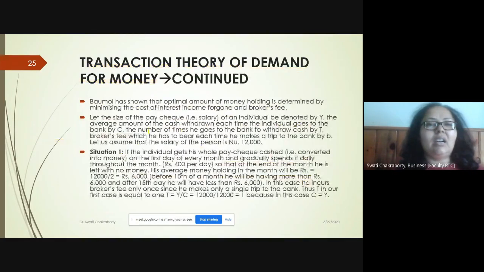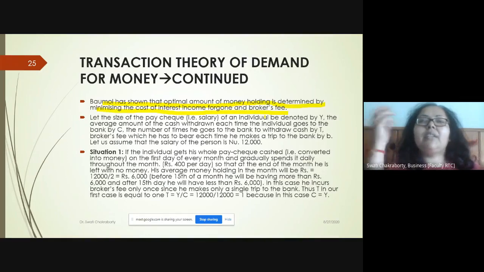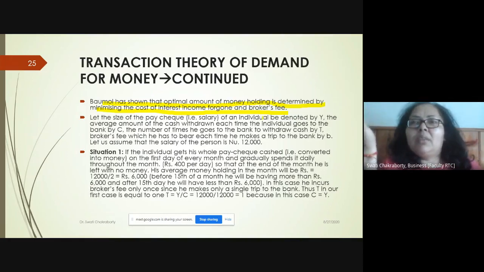Okay, so to prove this, Baumol has shown that the optimal amount of holding money is determined by minimizing the cost of interest income that is foregone. Interest income foregone is the opportunity that you lose if you do not keep your money in deposits. That's the cost, right? And the broker's fee.